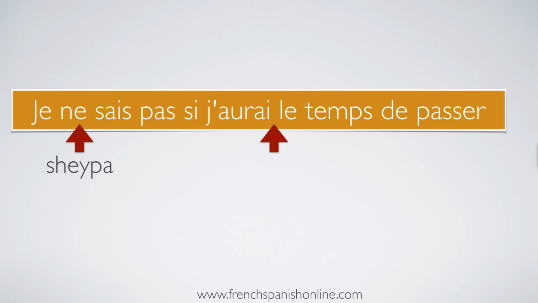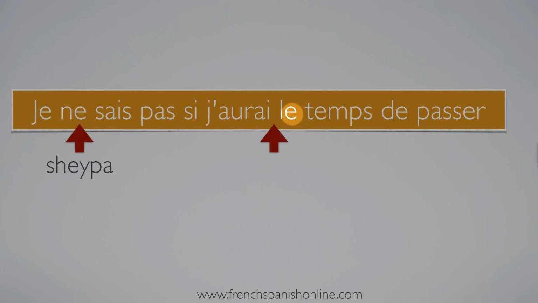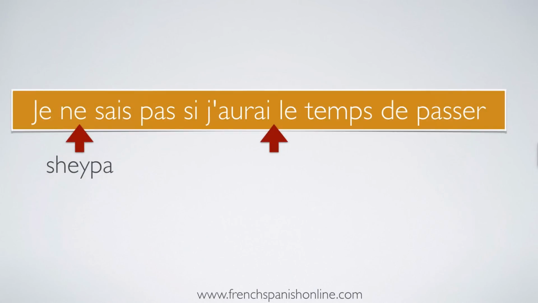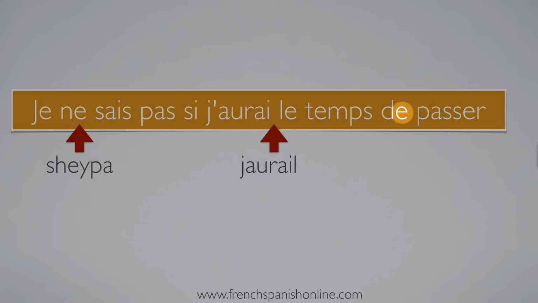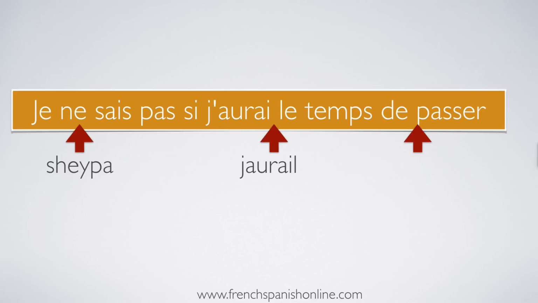Here, because we've got the letter E, we are not going to pronounce it, and j'aurai le becomes j'aurai le. J'aurai le temps. And we have here a second E. It is going to disappear too, and we have, instead of de passer, te passer. So the sentence is, je sais pas si j'aurai le temps de passer. Okay? Again, please. Je sais pas si j'aurai le temps de passer.